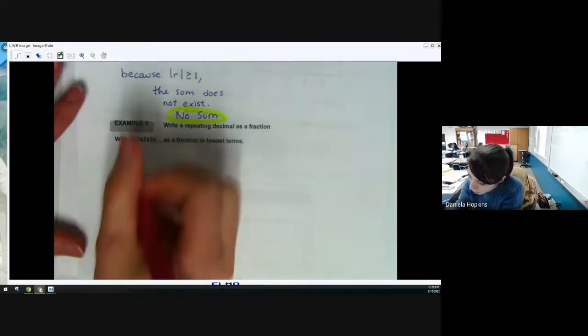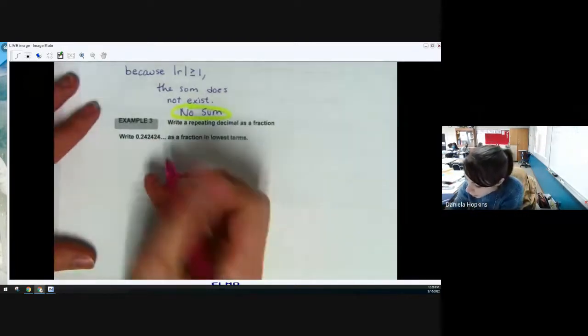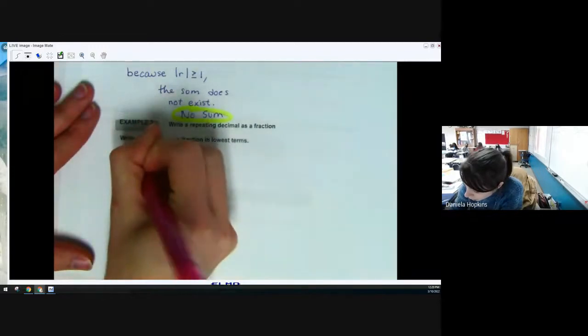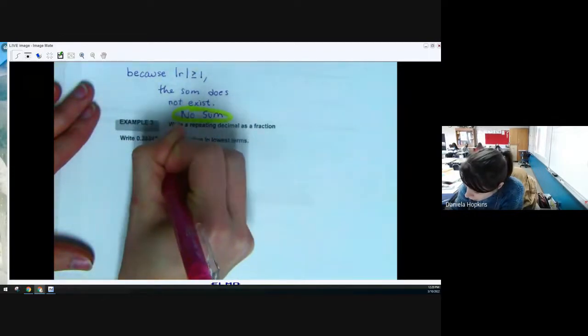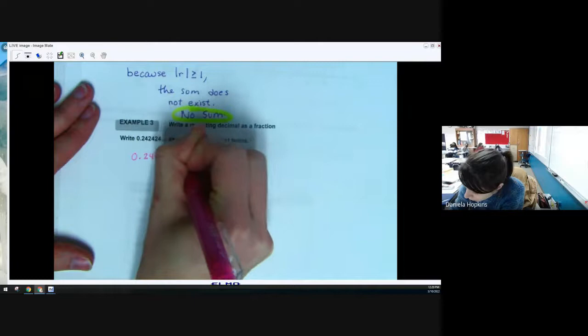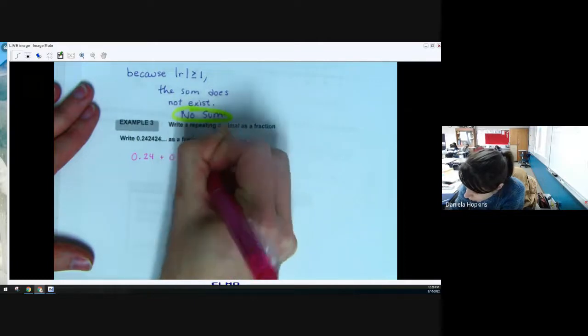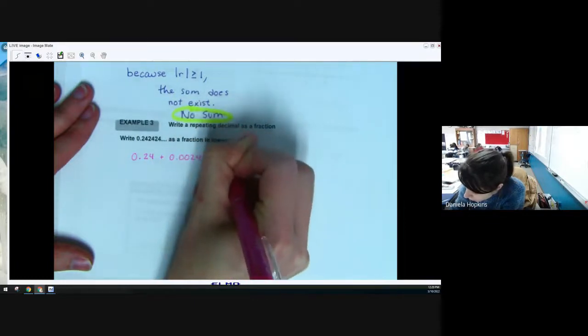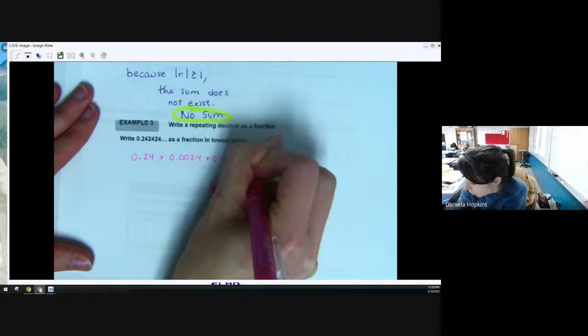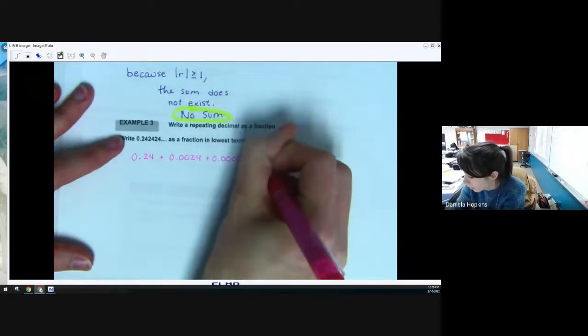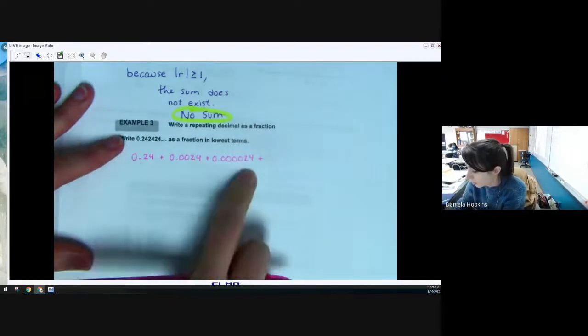So let's think first about breaking this number up. You can break this number into 0.24 plus 0.0024 plus 0.00024. Do we all agree that just these 3 give us this? We all get on board with that?